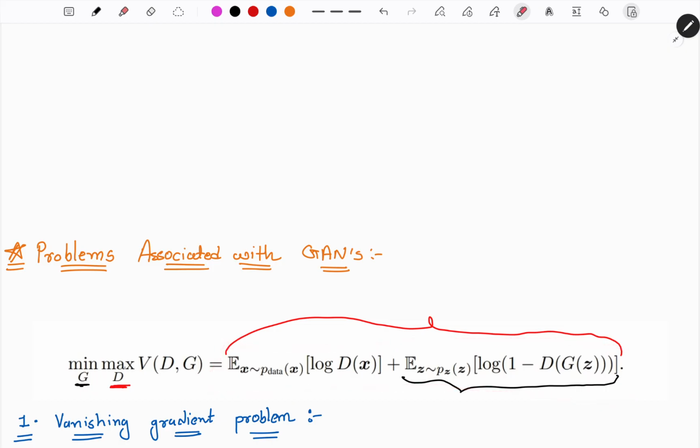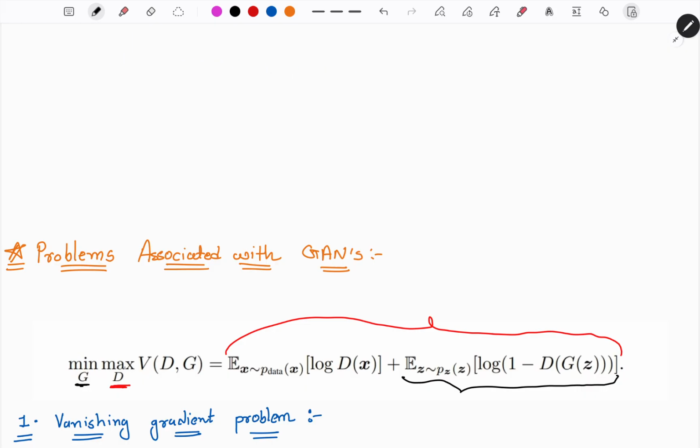When we are talking about the GAN, we have two players. One is a generator and the second one is a discriminator. What is the task of the generator? To create good quality fake data, meaning data which is actually fake but looks like real. And the task of the discriminator is to identify between real and fake. So it is nothing but a binary classification. These things we already covered in our previous GAN video.